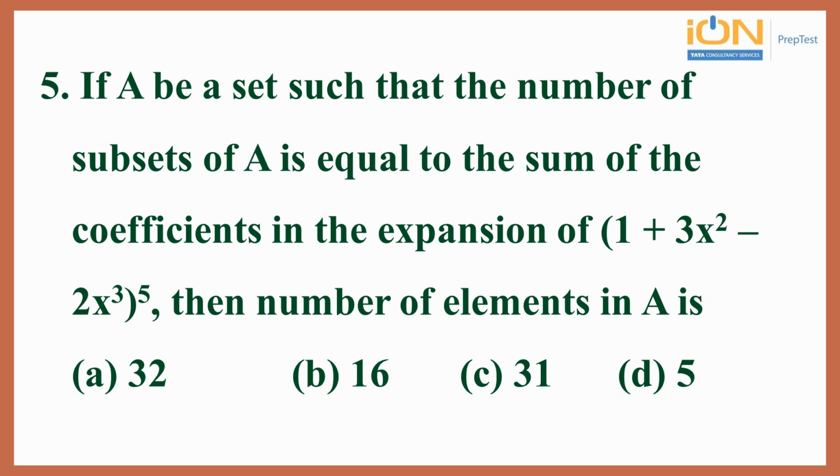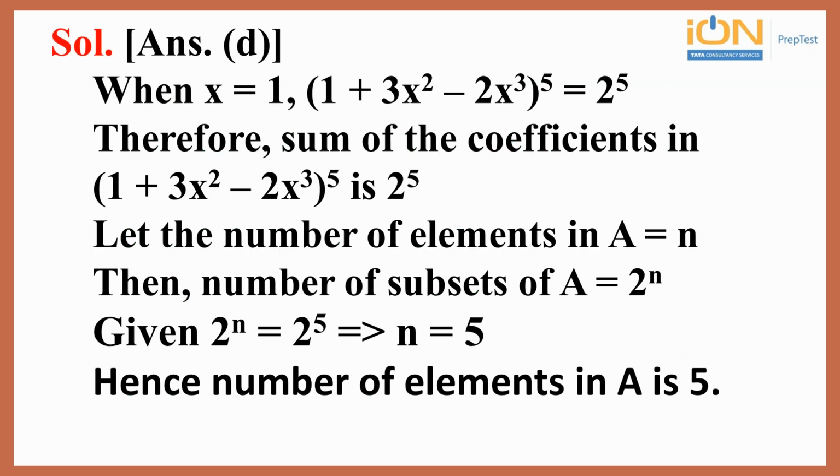Let's move on to question number 5. If A is a set such that the number of subsets of A is equal to the sum of the coefficients of the expansion (1 + 3x² − 2x³)^5, then the number of elements in A is: first option 32, second option 16, third option 31, and fourth option 5. The answer is D. Let's explain how it goes.